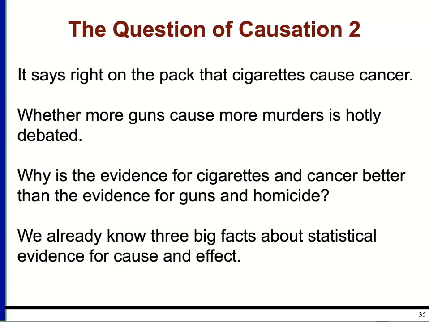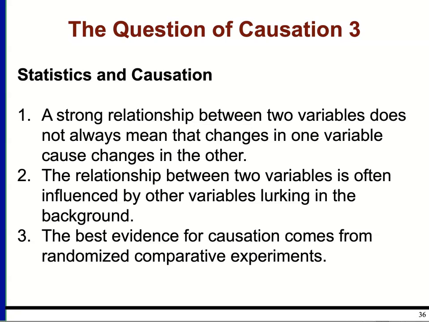Well, we've got a few facts about statistical evidence for cause and effect that we want to recognize here. So how do we show that there is a causation relationship? It's really important for you to recognize that just because you have correlation doesn't mean that you have causation. So how do you establish causation? Well, the best way is to do an experiment. But unfortunately, we can't always do an experiment.